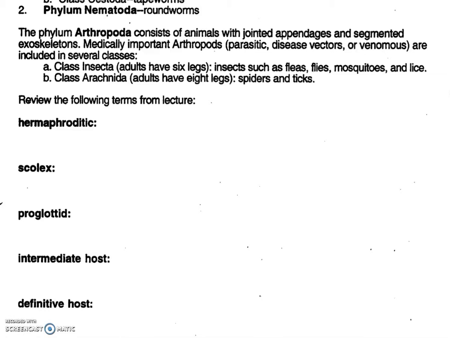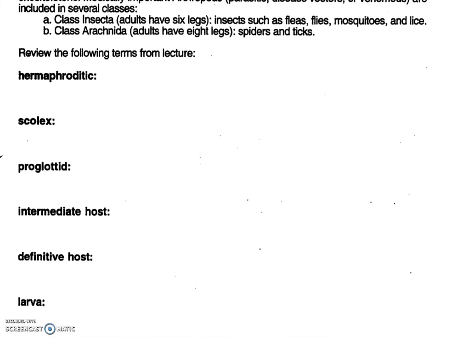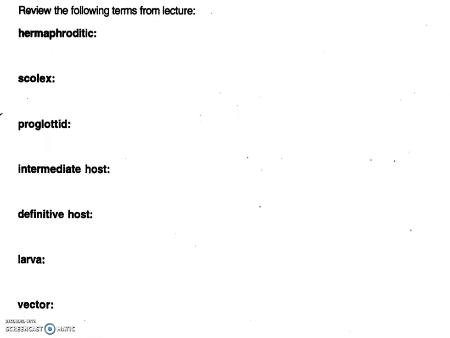The way you can always distinguish insects from spiders is to count the legs. Insects have 6 legs, and they include fleas, flies, mosquitoes, lice. Now the arachnids, they have 8 legs, so spiders have 8 legs, ticks also have 8 legs. Some of the terms were also covered in lecture, so maybe you want to look back at your notes on that.